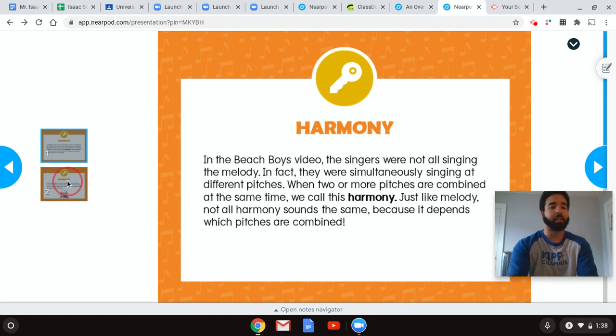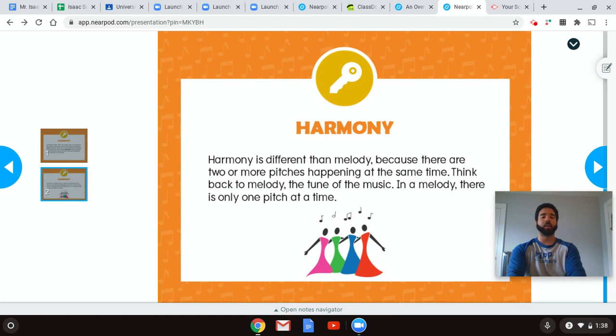All right. Second slide here. Go ahead and click that one if you're following along in the Nearpod. Harmony is different than melody because there are two or more pitches happening at the same time. Think back to melody, the tune of the music. In a melody, there's only one pitch at a time. So listen again to Twinkle Twinkle Little Star like we worked on yesterday. Every note you heard was only one pitch. Although there were multiple notes, only one pitch at a time was being played. Listen to how it sounds when I add two notes.